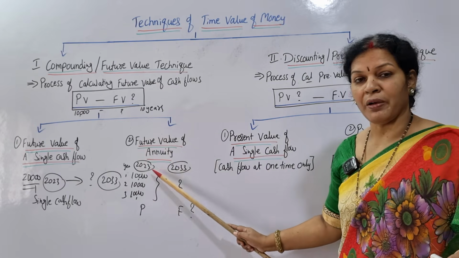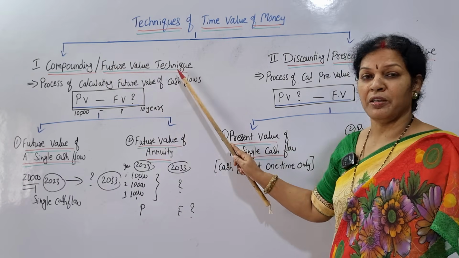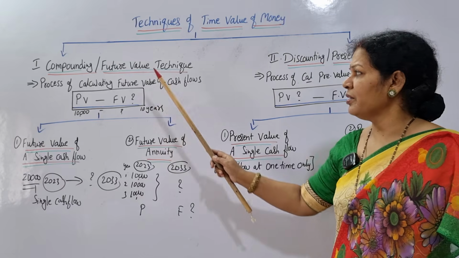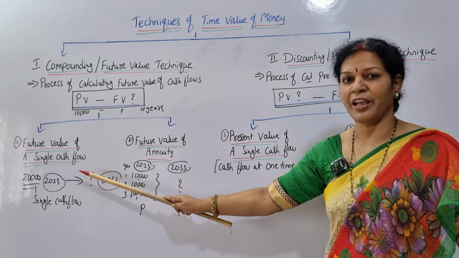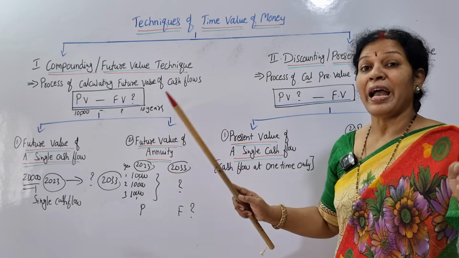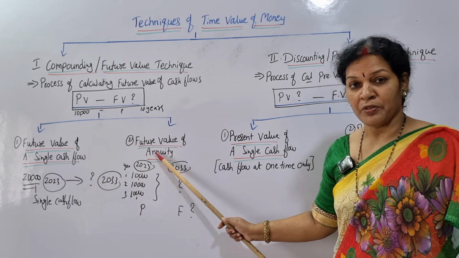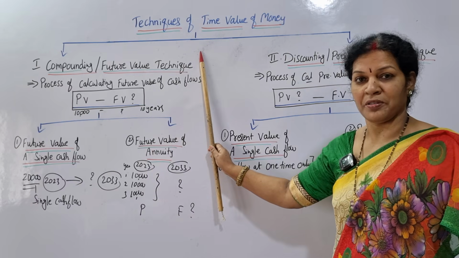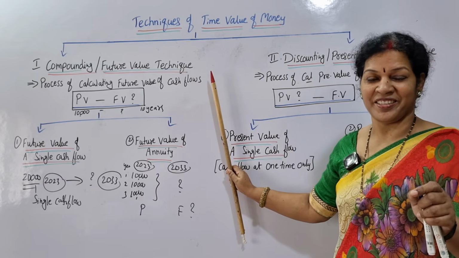That is future value of annuity. Am I clear about this? Future value technique, same thing we can say as compounding value technique also. Compounding or future value technique is divided into two parts: future value of single cash flow and future value of annuity. If you understood this concept, the second one is easy. That is why I am reiterating it.